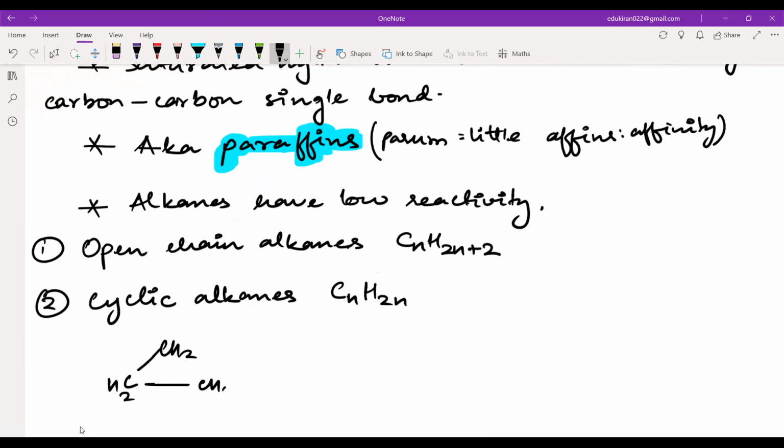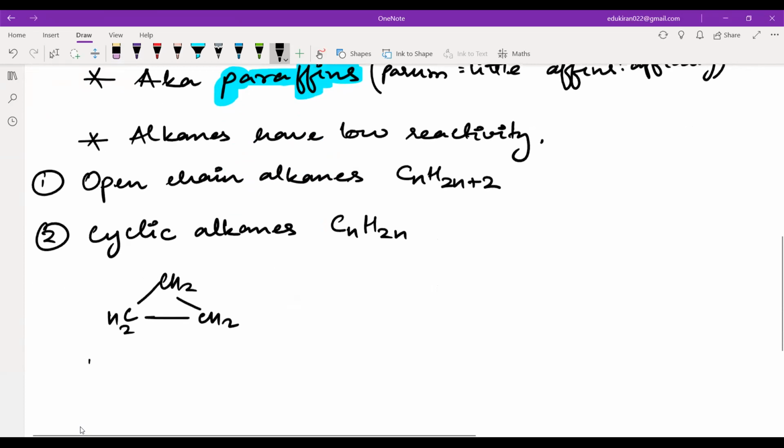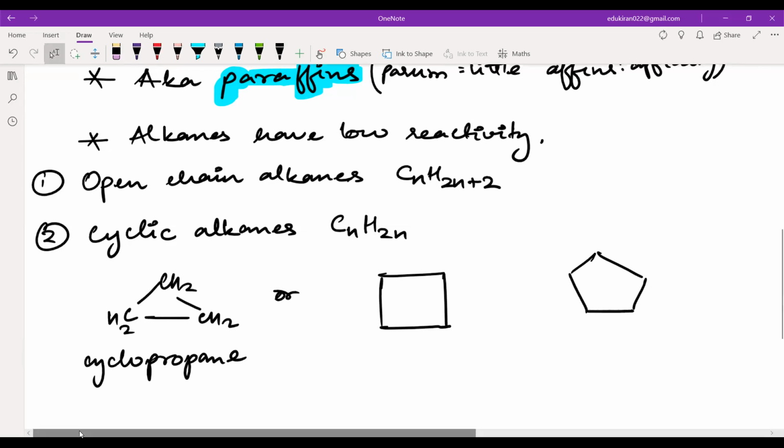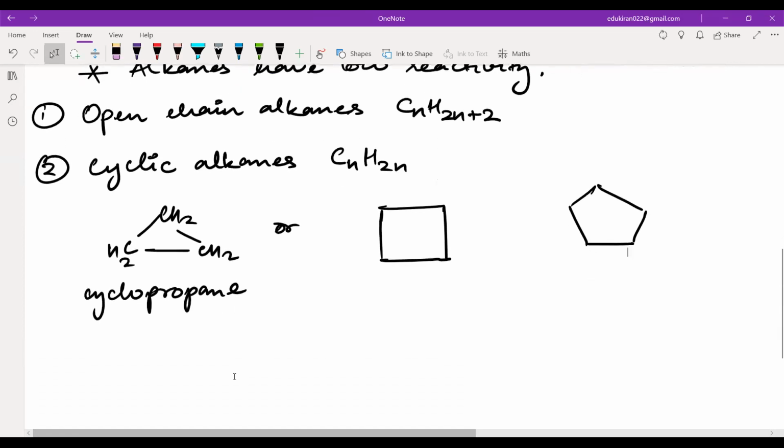Examples of cyclic alkanes will be CH2, CH2, CH2. What is this? This is cyclopropane. So what will be this compound, guys? Tell me. And you all write the names for these compounds now. Also write the name for this.